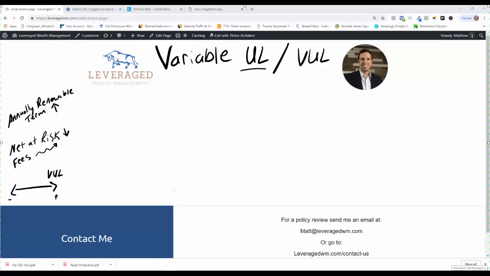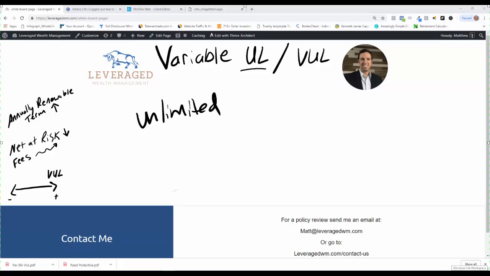Now let me get into the 3 things about variable universal life that I think are probably the most important 3 things about it. 1 of them is good, 2 of them are bad. So variable universal life has unlimited upside, okay? It is linked to the stock market. In fact, it's linked via mutual funds and sub-accounts.